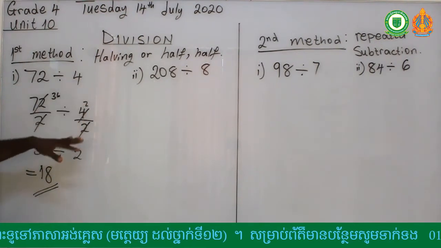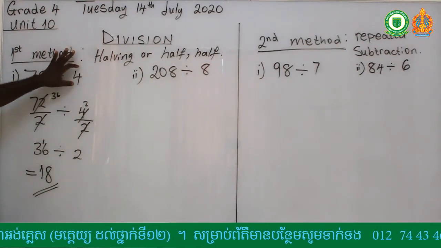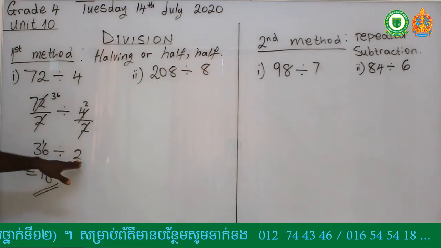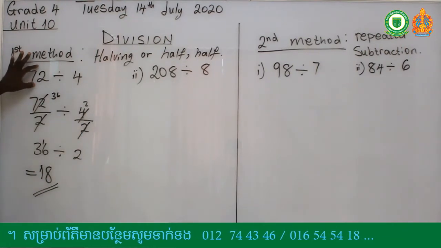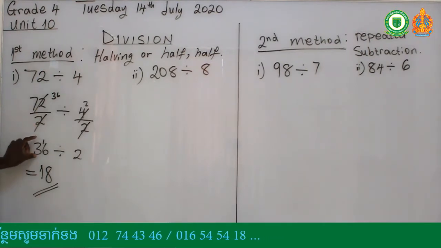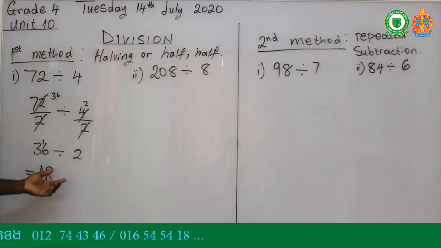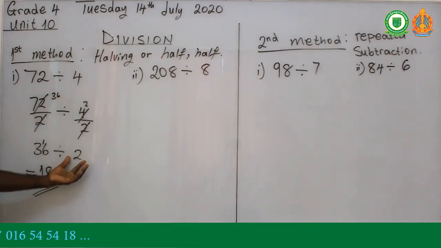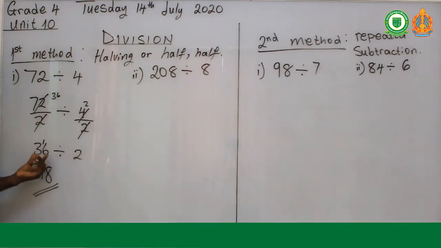So this is what you should know. 4 divided by 2, we have 2 here. 72 is going to be divided by 2, and we have 36 here. Because we are using the half system, when you get to this point, you still have to divide 36 by 2, and that is going to give you 18.